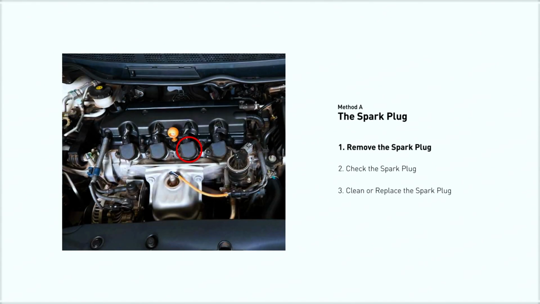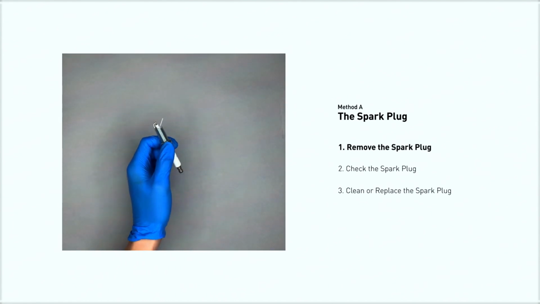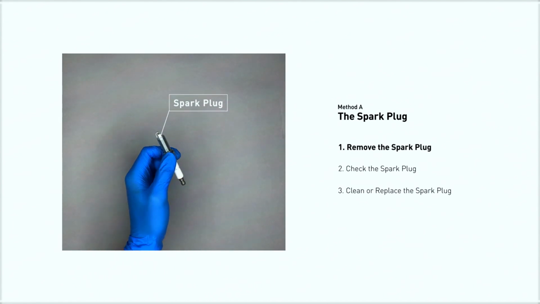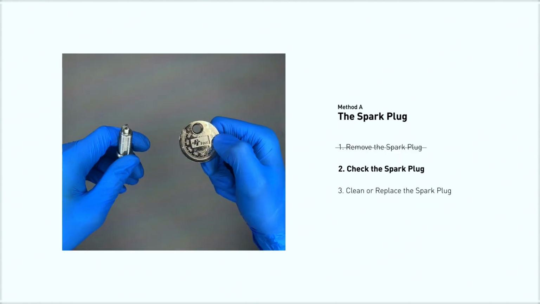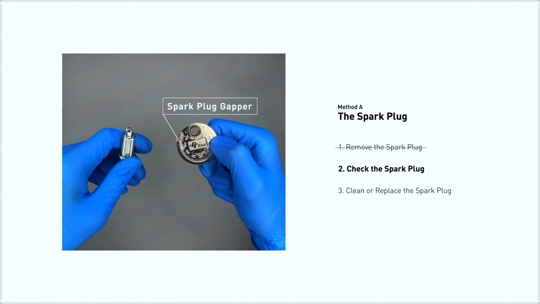Method A, the spark plug. The spark plugs are located at the engine end of the wires, under the plug covers that attach them. First, carefully remove the spark plug. Use the spark plug gapper to check the spacing of this spark plug.